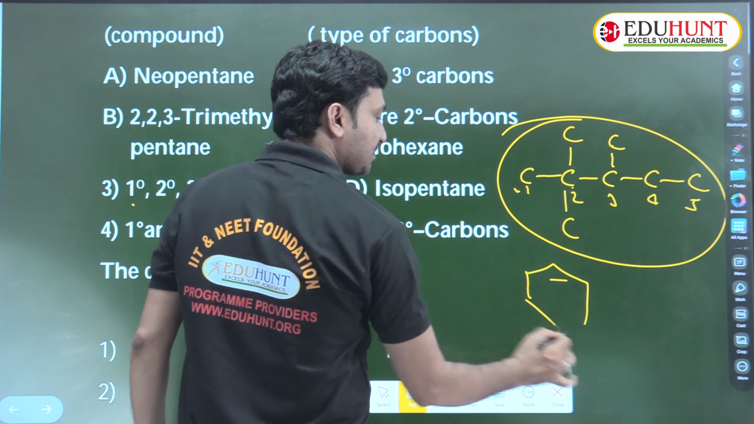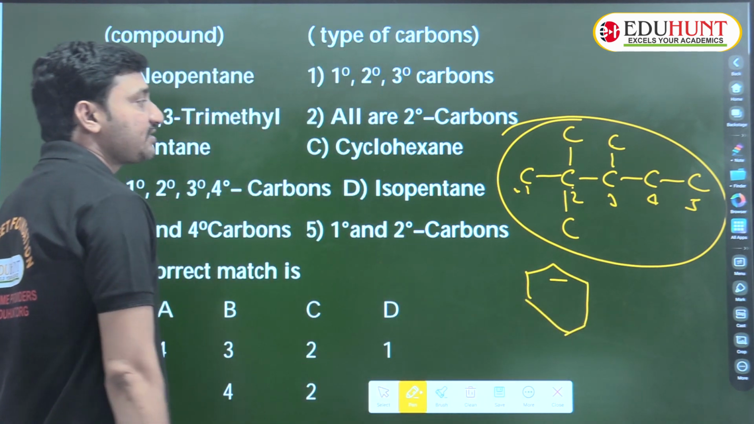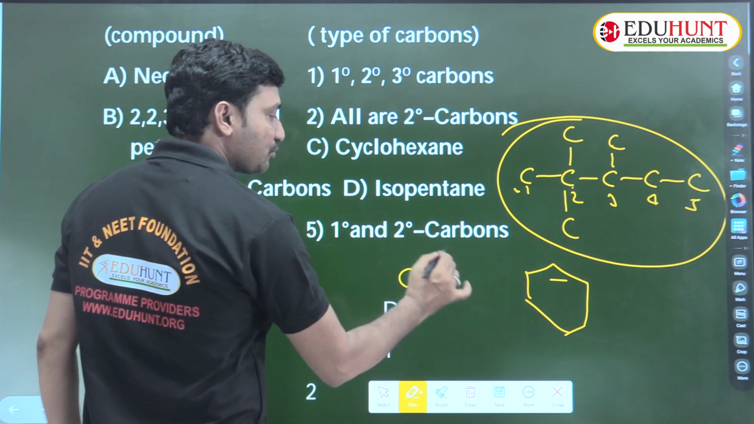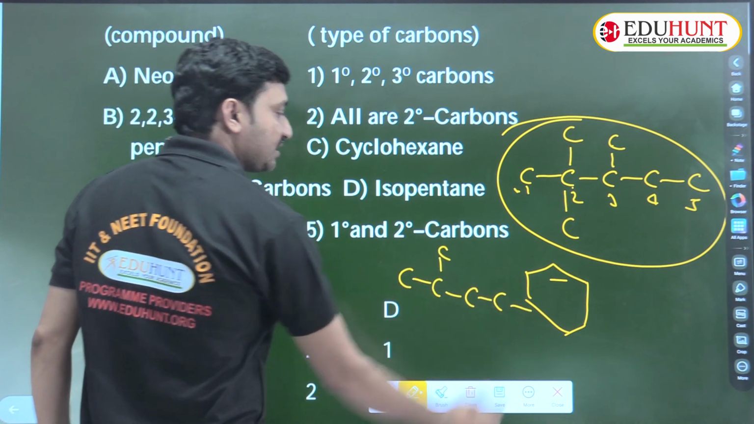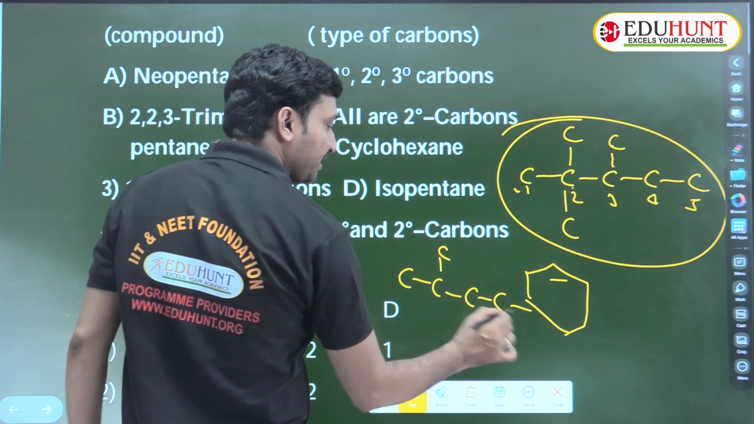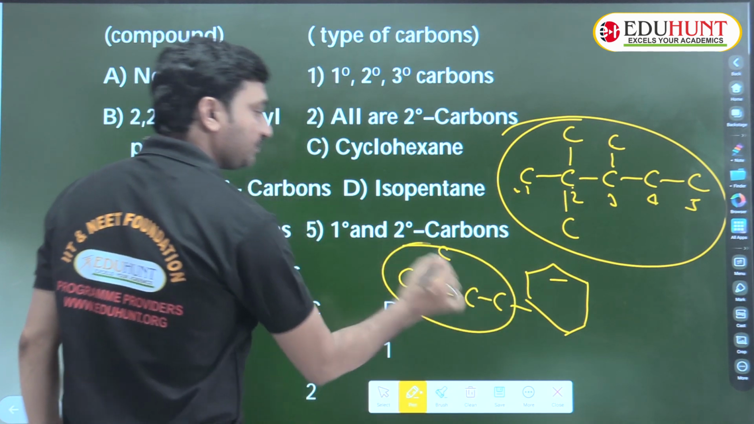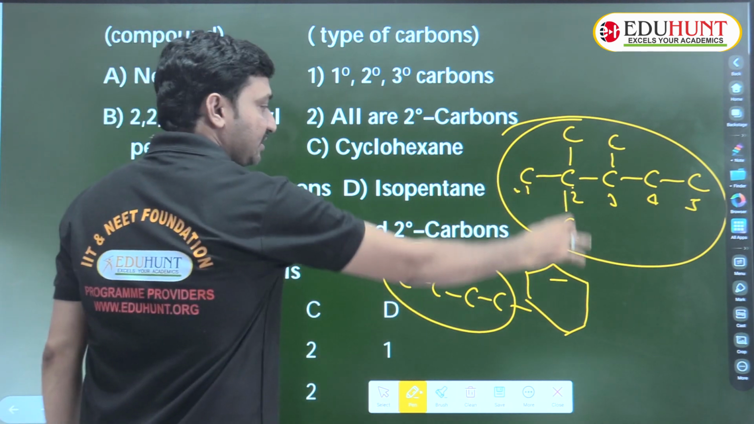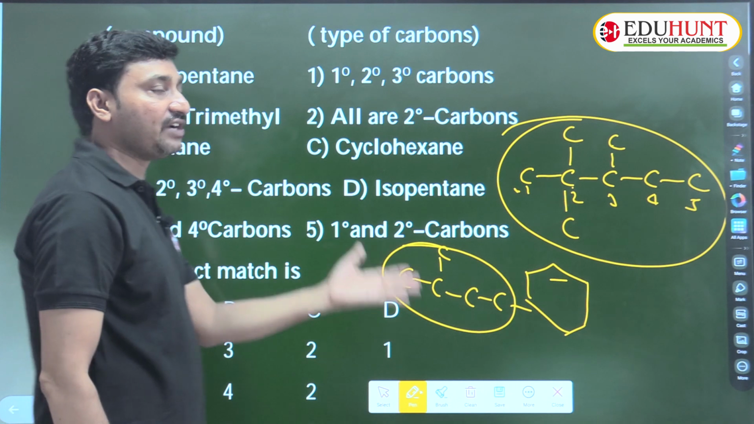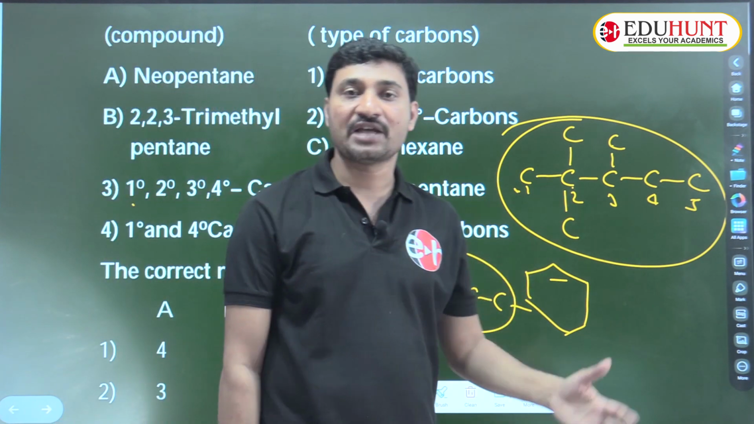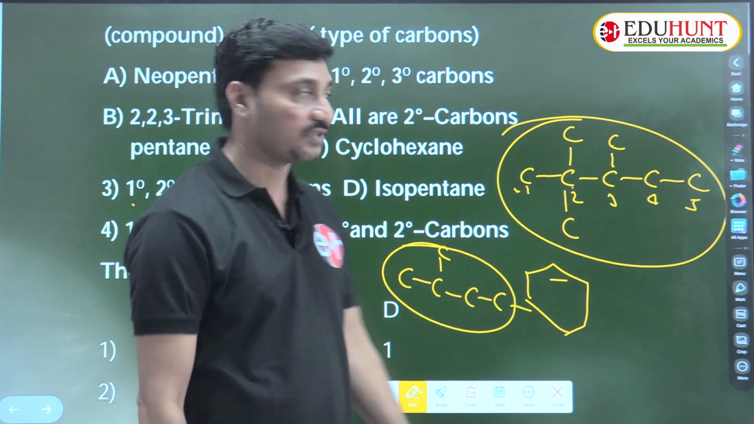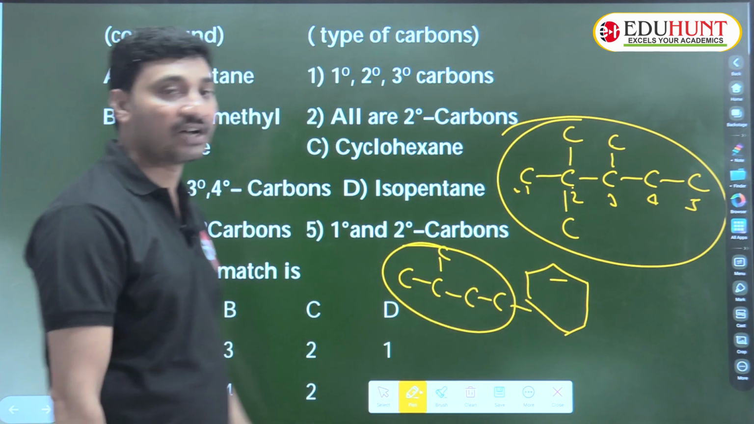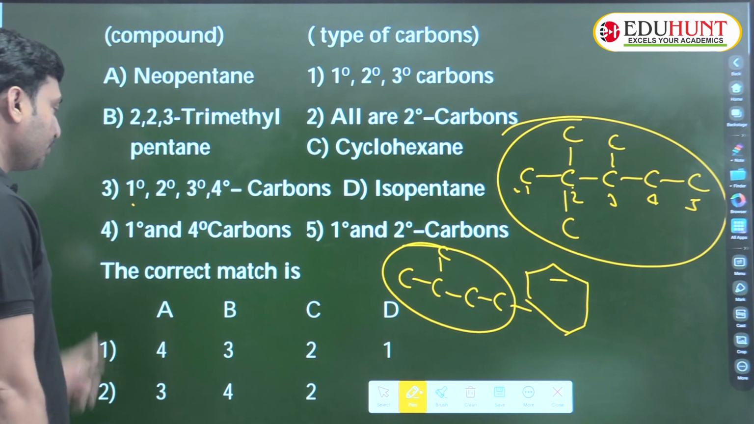Cyclohexane structure. This is cyclohexane, right? Next, isopentane structure. What is the isopentane structure? This is isopentane, right? Now here I wrote the structures of all the compounds. You can find what type of carbon atoms are there, primary or secondary or tertiary or quaternary, right? Here I wrote all the structures. You just have to find what type of carbon atoms there are. You can do it.